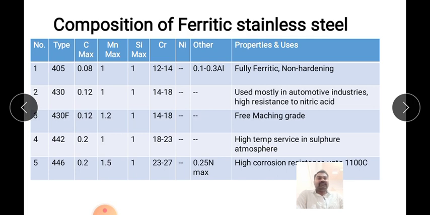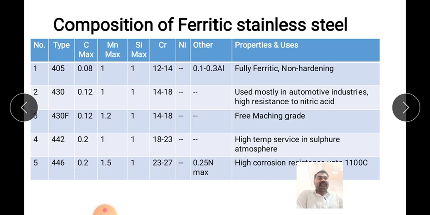Chromium again increases, that is 14 to 18%. Used mostly in the automotive industry. Automotive means the automobile industry, like engine casings, engine parts like piston, cylinder, connecting rod, crankshaft. Okay, these components are manufactured by using that 430 ferritic stainless steel, and it has a high resistance to nitric acid.